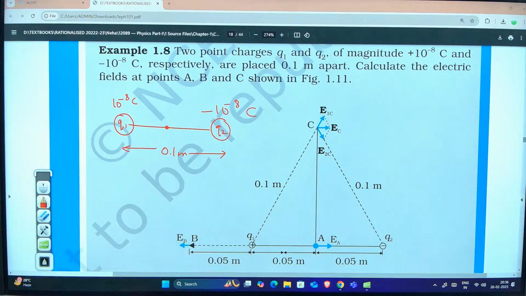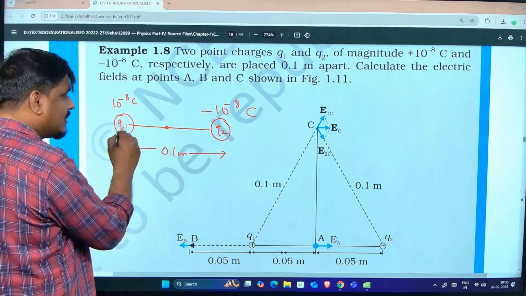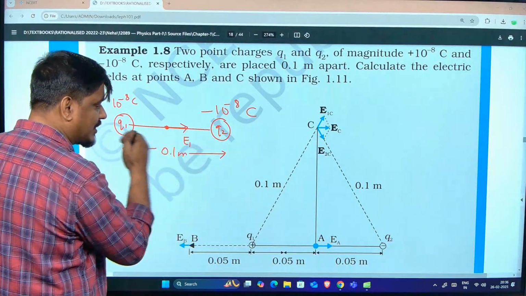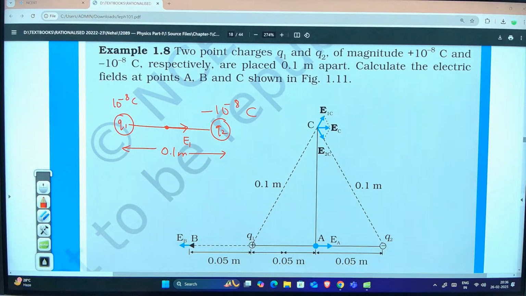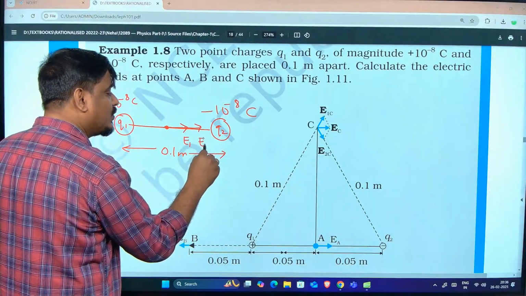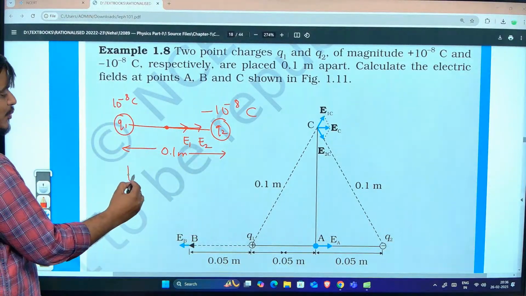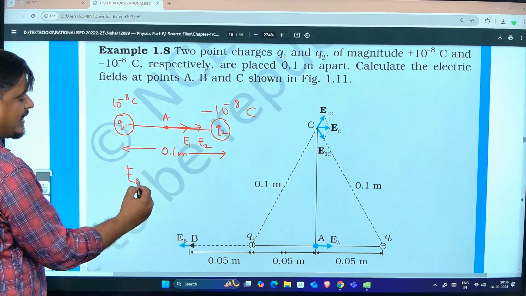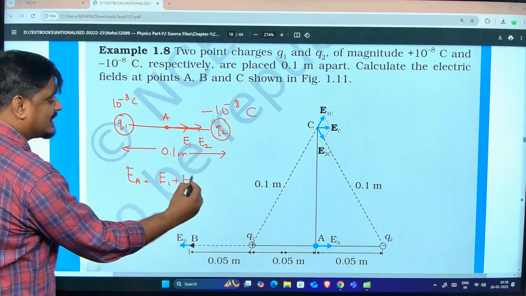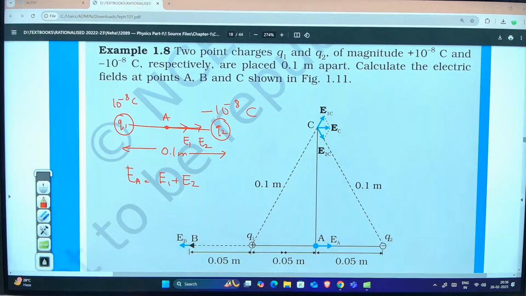Now please pay attention, those who are not understanding. If I keep a test charge here, Q1 will repel, so I'll write E1 due to the first charge. Q2, because of the minus charge, will attract in the same direction, it will be E2. So the net electric field at point A will be E1 plus E2. Since they are in the same direction, the magnitude is root over E1 square plus E2 square plus 2 E1 E2 cos 0, which becomes root over E1 plus E2 the whole square, which is E1 plus E2 only.